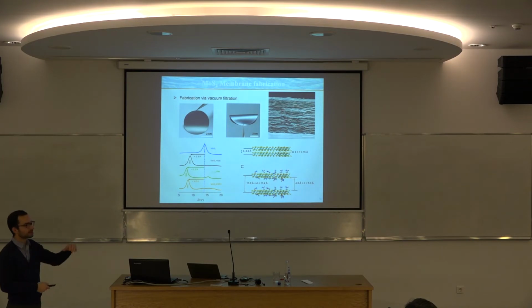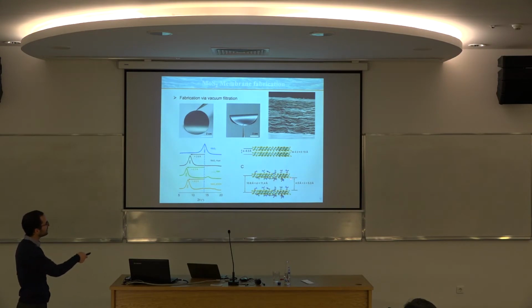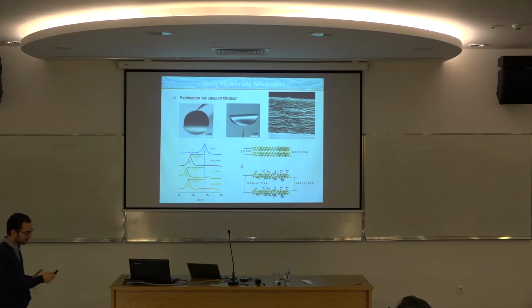So if you subtract the thickness of one single layer of MoS2, the capillary width, so the space between two nanosheets that is accessible for water molecules, is between 4.5 angstrom to 5.3 angstrom. So this is enough for water to diffuse in.